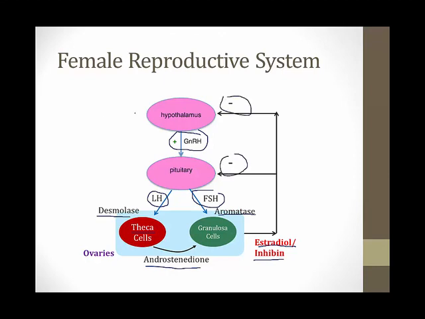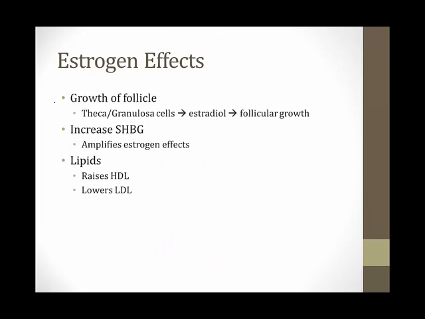Let's talk about some of the effects of the estrogen hormones. Estrogens stimulate growth of the follicles in the ovaries. The theca and granulosa cells in the follicles make estradiol, and this drives follicular growth and eventually ovulation. Estrogens also increase the amount of sex hormone binding globulin produced by the liver. I talk about this in more detail in the module on reproductive hormones, but this leads to an amplification of the estrogen effects.